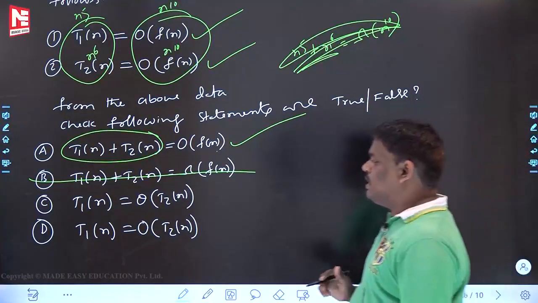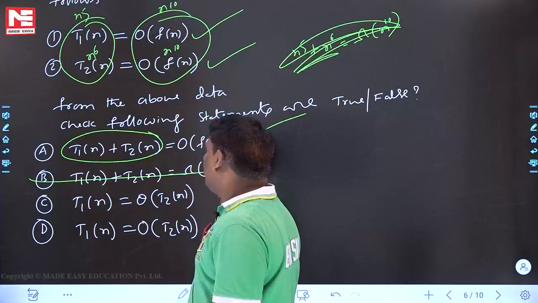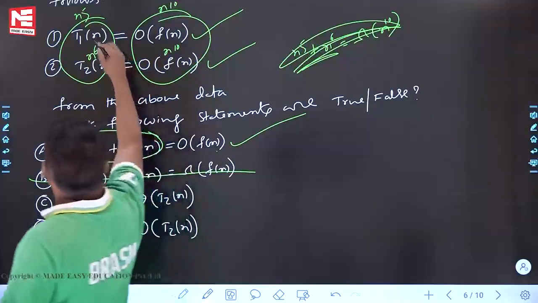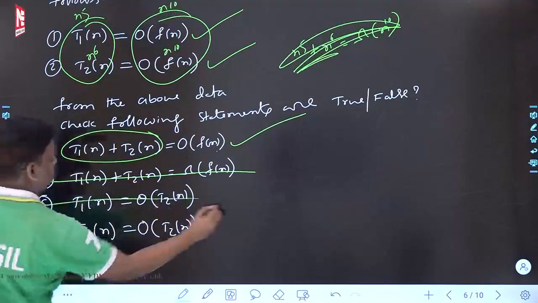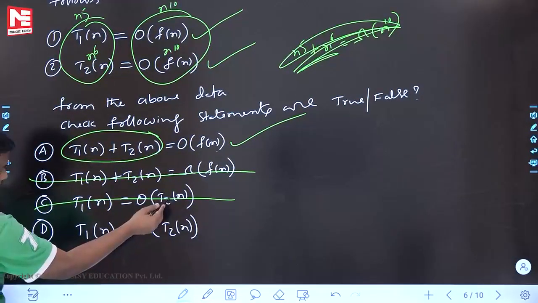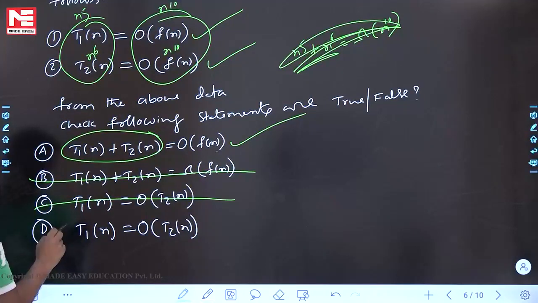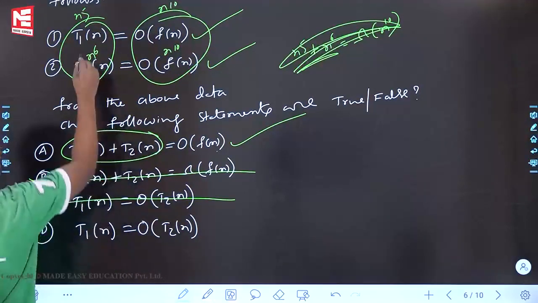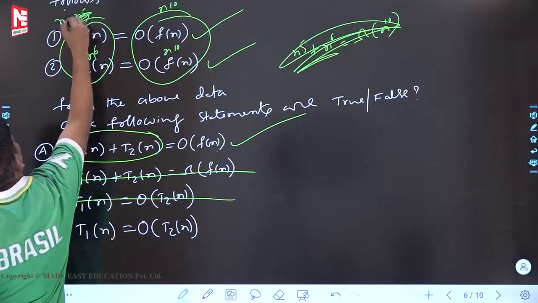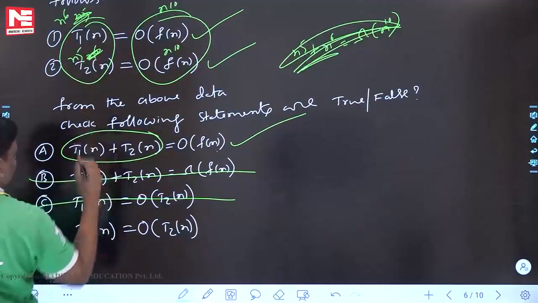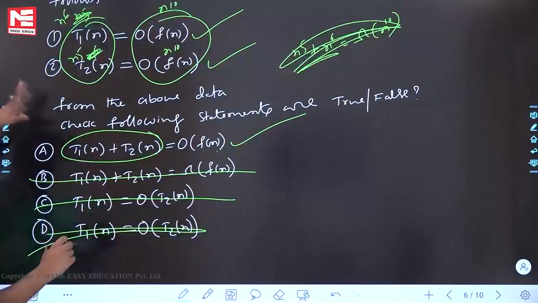Can you say what is the option C? T1 of n is theta of T2 of n. He is saying that T1 and T2 both are equal. Need not be. There is no relation at all. It may be 1 or 2 times true, but no relation. Next one, T1 and T2, which is bigger, maybe, may not. If I do reverse, it is n power 6, it is n power 5. Need not. No relation at all, because it is not mentioned in the problem.